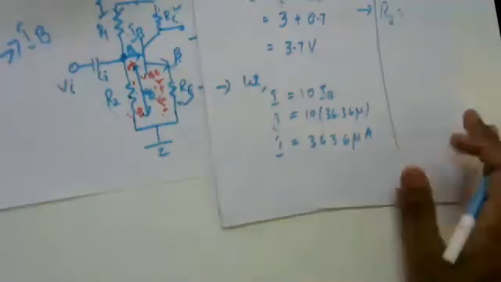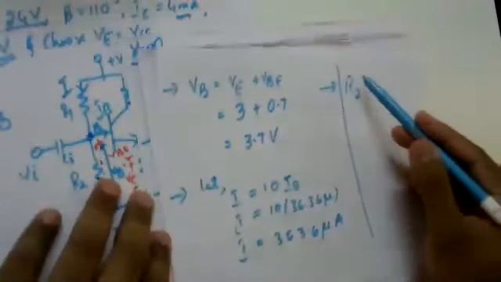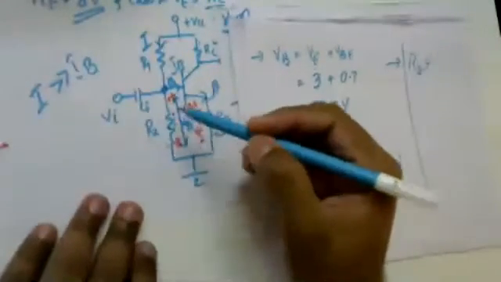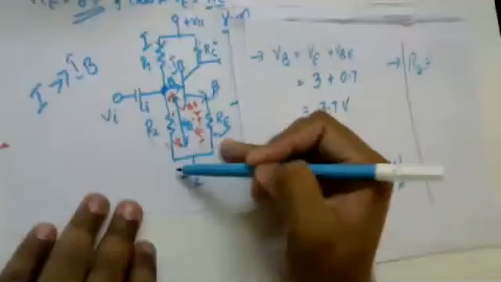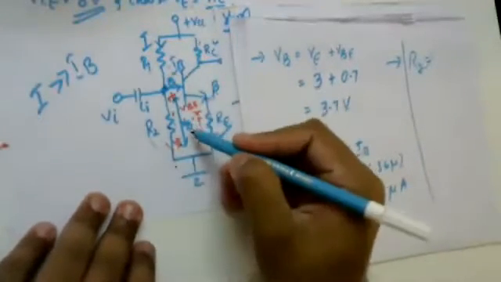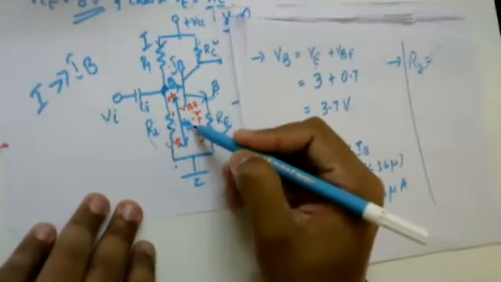So I can compute the value of this R2. Okay, what is this R2? If I see the position of the R2 in the circuit, where is my R2? My R2 is between the base and the ground. So the voltage across R2 is nothing but VB. So VB is known to me, right?